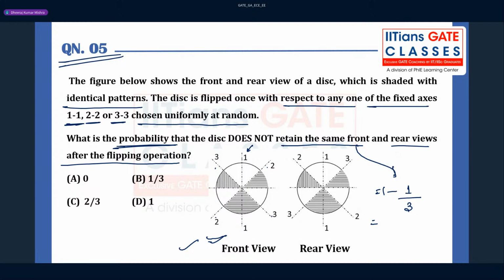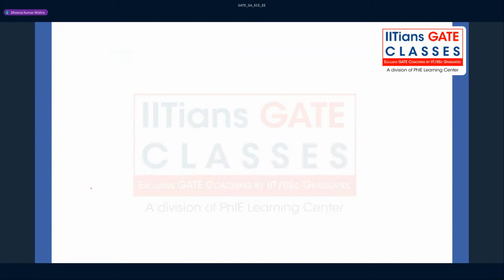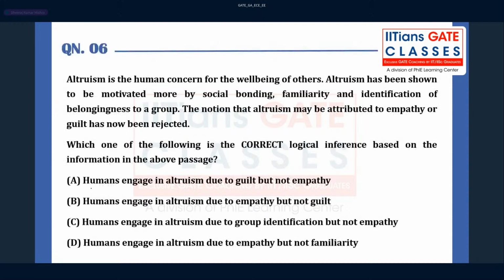You can see here, if you take this 3 here and 2 here, both will look the same, right? So 1 by 3 will be the situation where the probability of retaining the same front and rear view. So the other case here will be 2 by 3, right? So 1 minus... the answer will be C. Let us move to the sixth question.